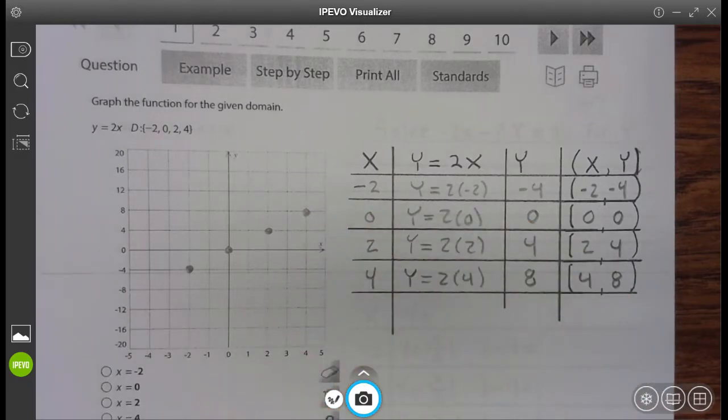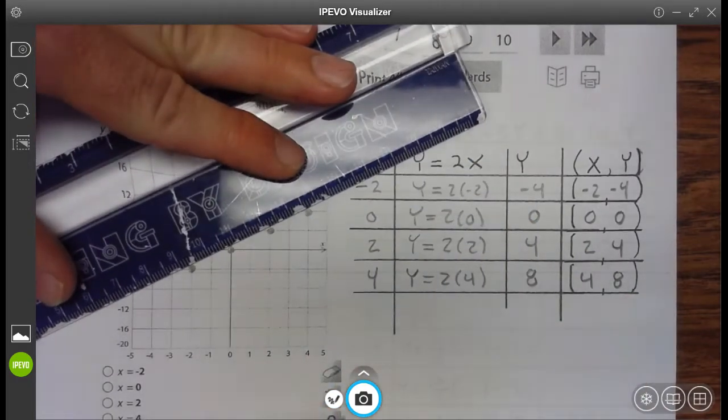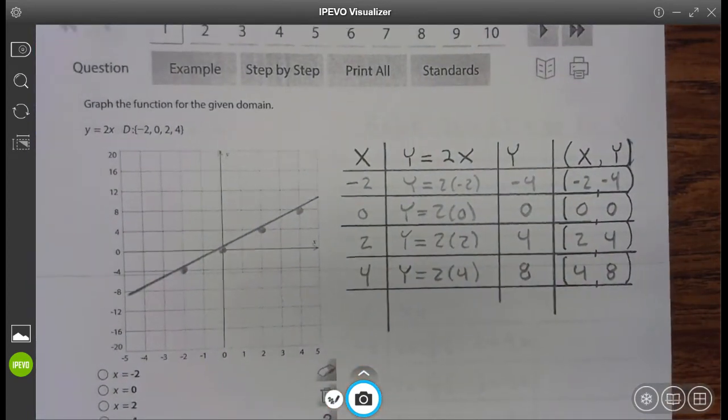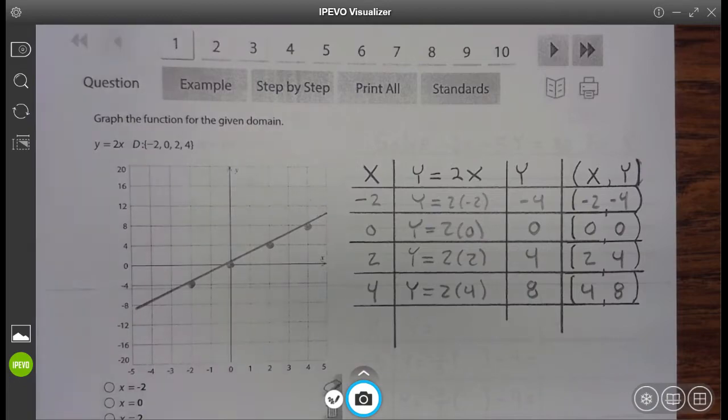Connect our points to complete the graph. All right, go ahead and finish up example 1.